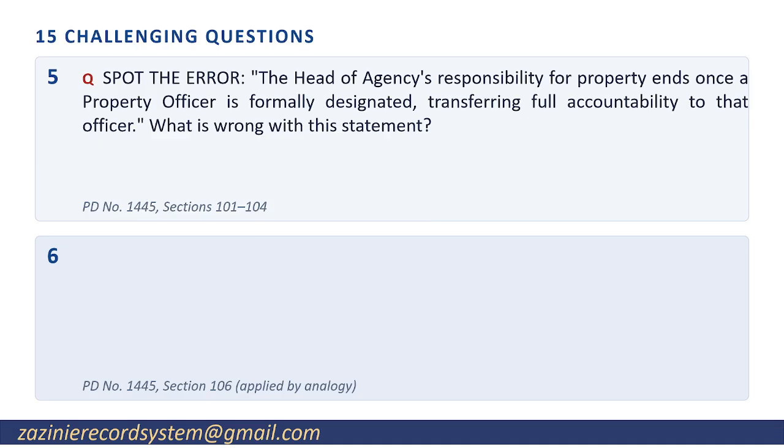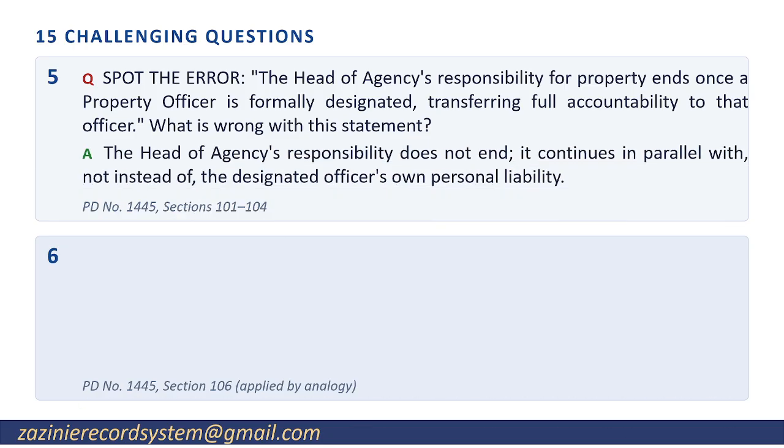15 challenging questions. Number 5. Spot the error. The head of agency's responsibility for property ends once a property officer is formally designated, transferring full accountability to that officer. What is wrong with this statement? The head of agency's responsibility does not end. It continues in parallel with, not instead of, the designated officer's own personal liability.